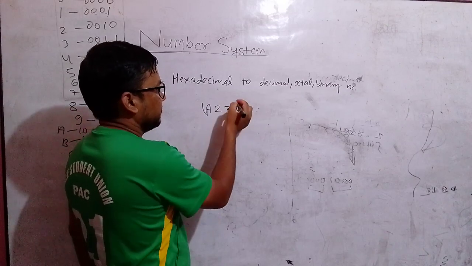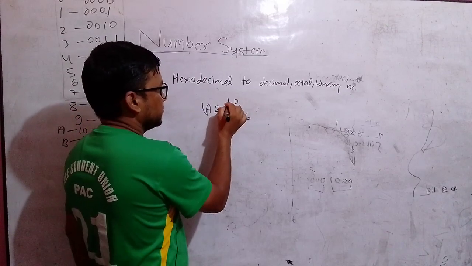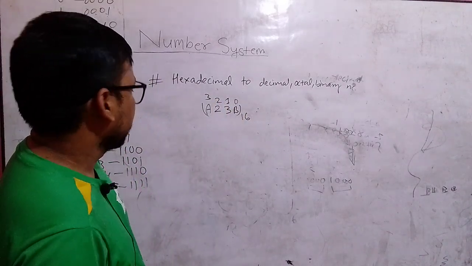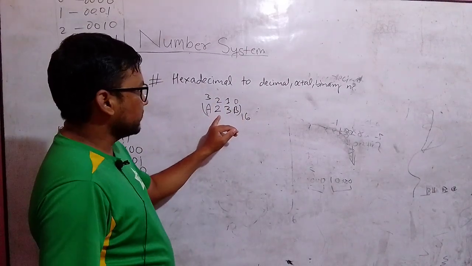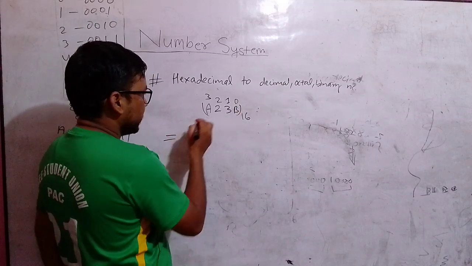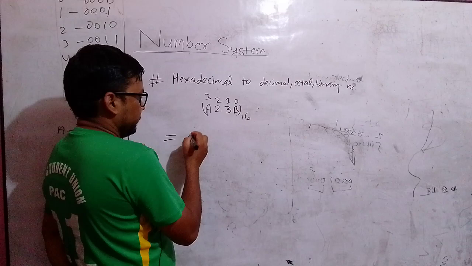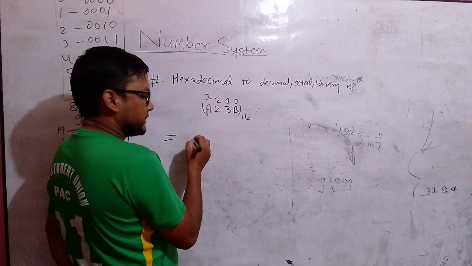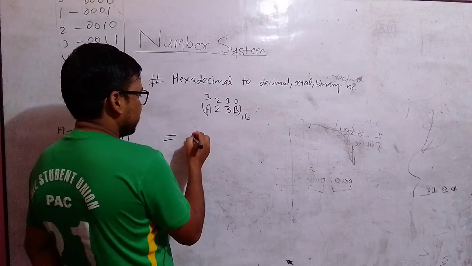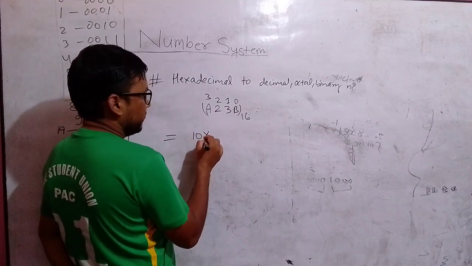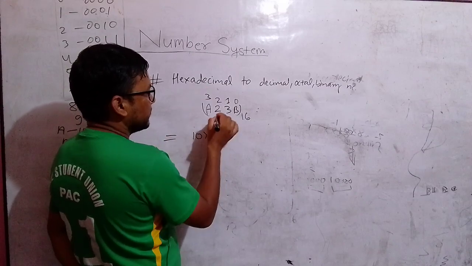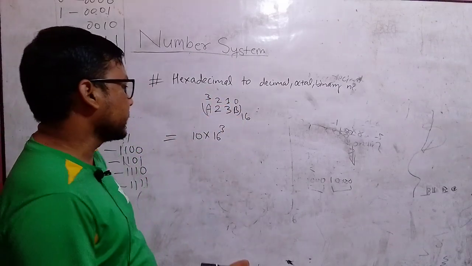What is the position of B? The position of B would be 0, and the positions of the others would be 1, 2 and 3. Now, to convert this number to the decimal number system, we have a simple step. We need to write it in this form. A means 10 in decimal. That means we need to write 10 in place of A, 10 into 16 to the power 3. Why 3? Because the position of A is 3.